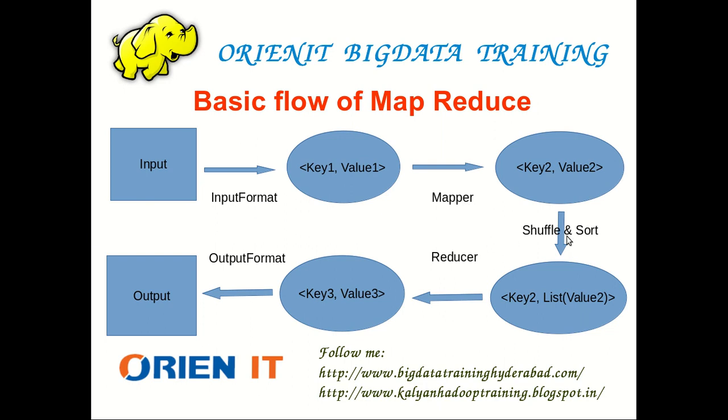So what exactly is the input format's responsibility? It will read the file with the help of a record reader, an internal concept called record reader. With the help of the record reader, the input format reads your input file and converts it into n number of records. Those records will be passed to the mapper class, which internally has one method called the map method.